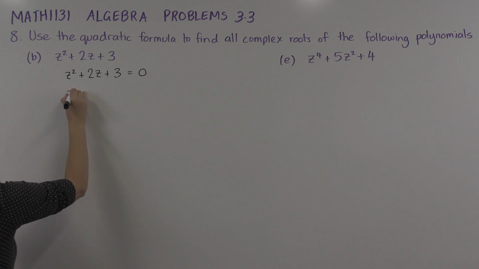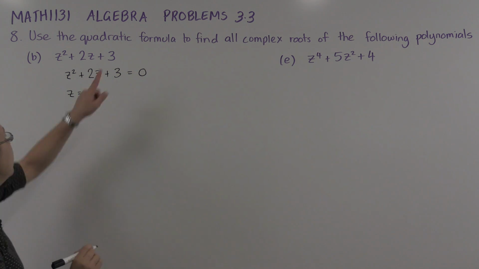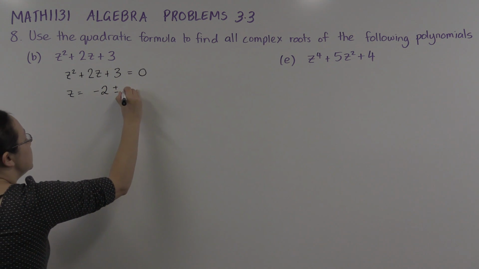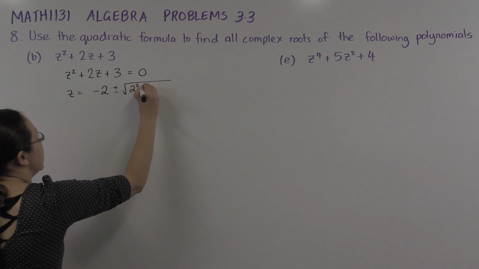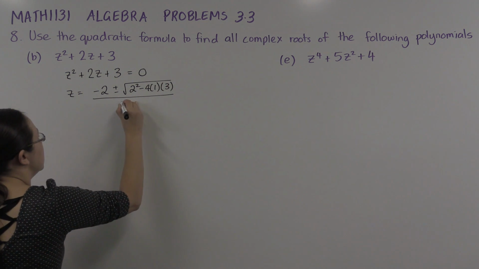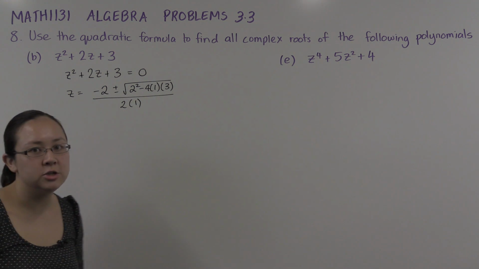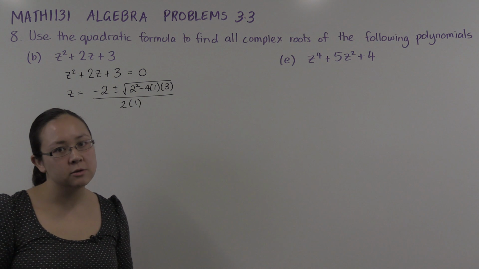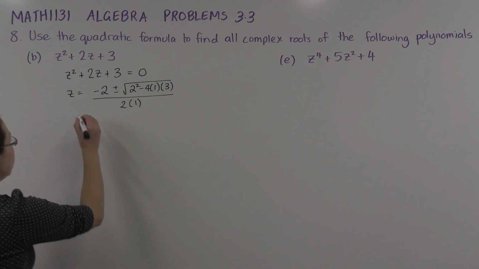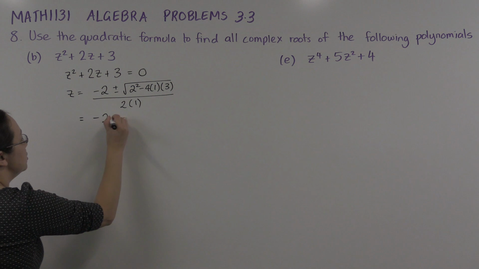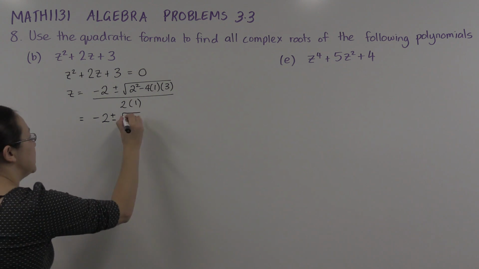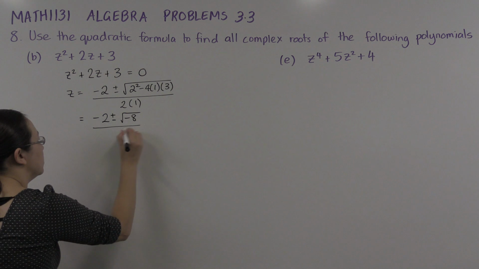And we can use the quadratic formula to solve this as they've told us to do. So z will equal minus b plus or minus the square root of b squared minus 4ac, all over 2a. So we're just substituting into the quadratic formula. You can complete the square to solve this quadratic. You don't have to use the quadratic formula here if you don't want to. But if we simplify here, we'll get minus 2 plus or minus the square root. Now here we'll have 4 minus 12, so that's negative 8, all over 2.